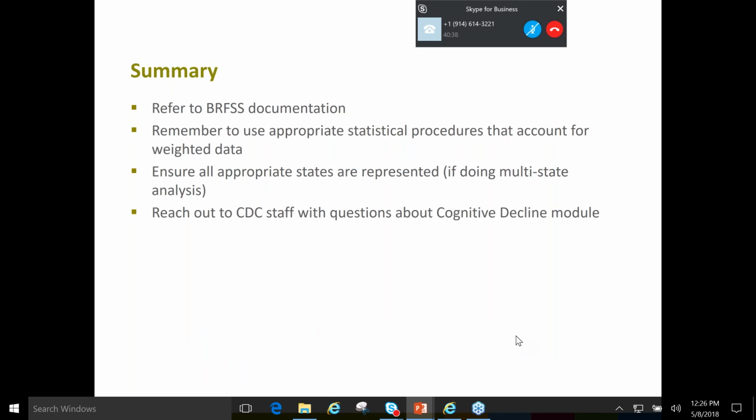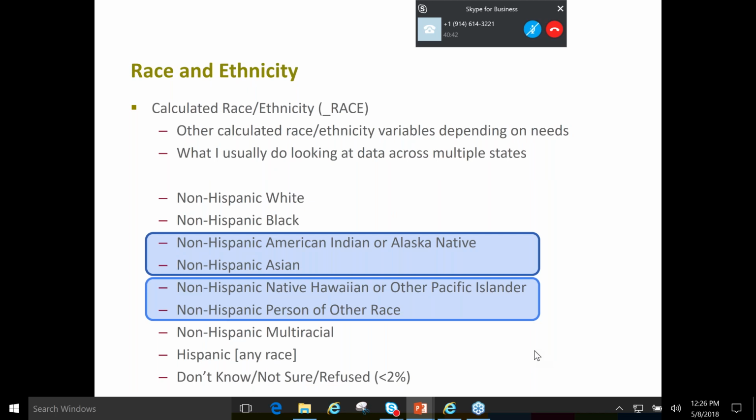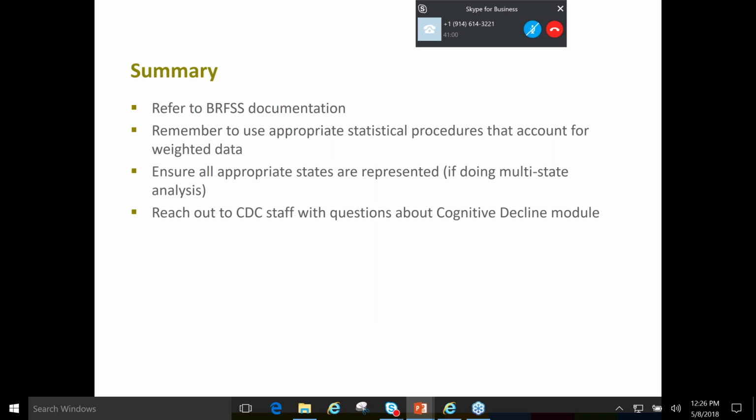So for the analysis that I do, if we combine multiple states, we'll often combine categories. Oh, I'm sorry. Actually, can you go to the next slide, please, Michael? We'll combine non-Hispanic Asians and non-Hispanic Native Hawaiians or other Pacific Islanders together. And we'll also combine non-Hispanic persons of other race with non-Hispanic multiracial persons. My highlights are wrong on that one. So it's non-Hispanic Asians and non-Hispanic Native Hawaiians or Pacific Islanders that we'll combine, and we'll also combine persons of other race with persons that report multiple races.